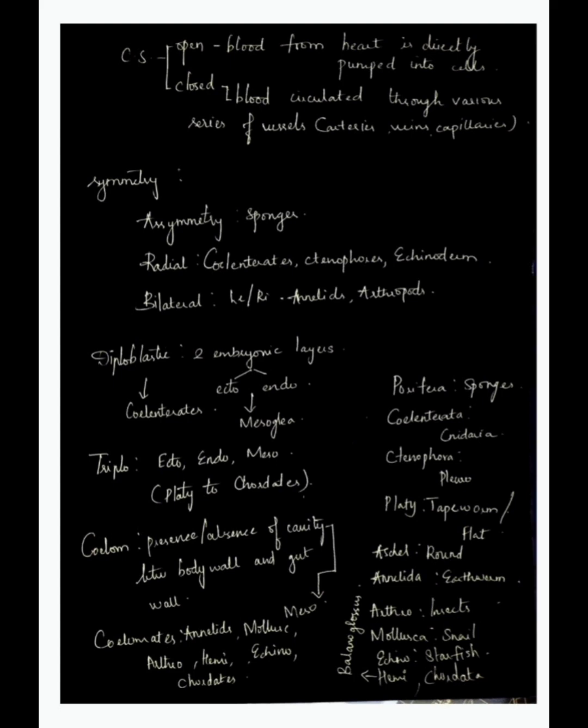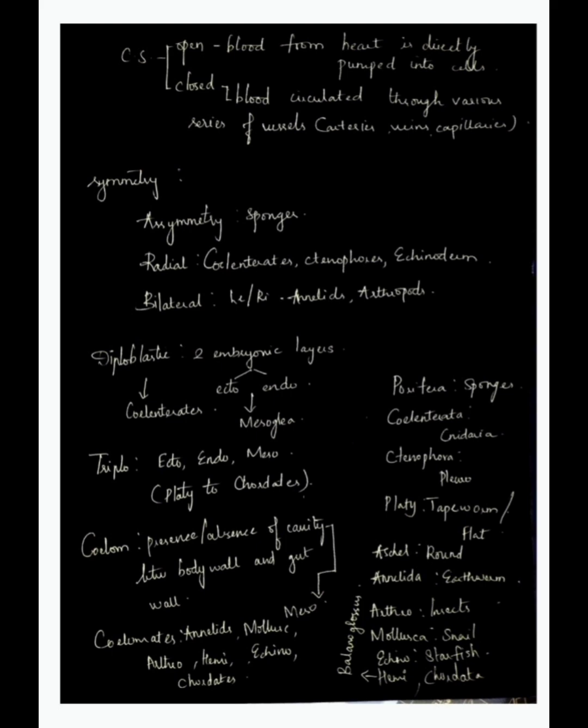And the next thing is bilateral. In bilateral symmetry, you can divide only in one plane, a single plane, that will give you left and right halves of the animal. Examples of bilateral symmetry are annelids and arthropods.